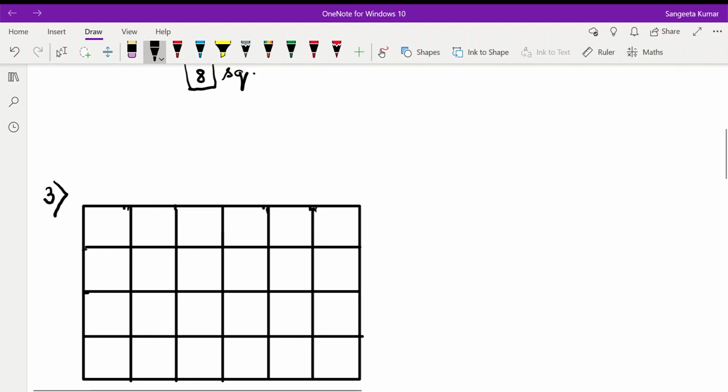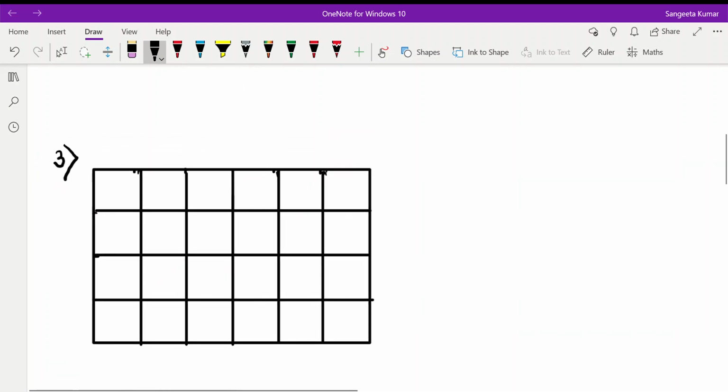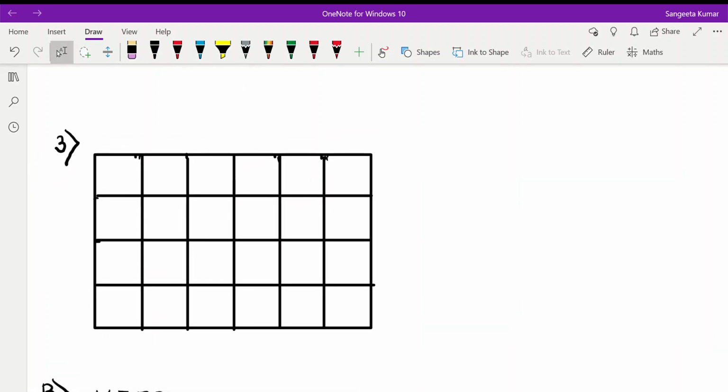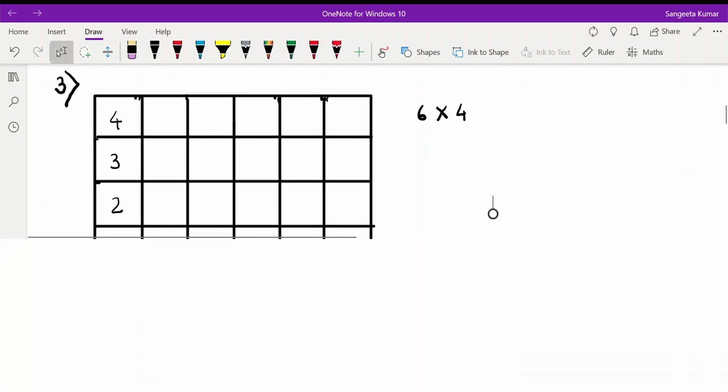I'm going to take a bigger rectangle. Here we have a rectangle which has been divided into, let us see, 1, 2, 3, 4, 5, 6 columns and 1, 2, 3, 4 rows. So we start doing. The maximum number is 6. 6 is multiplied with 4. Then we go on reducing.